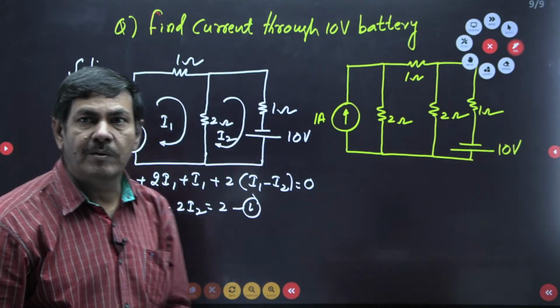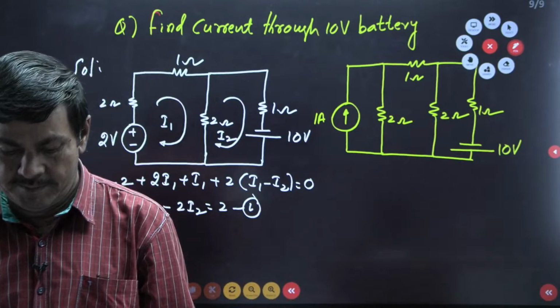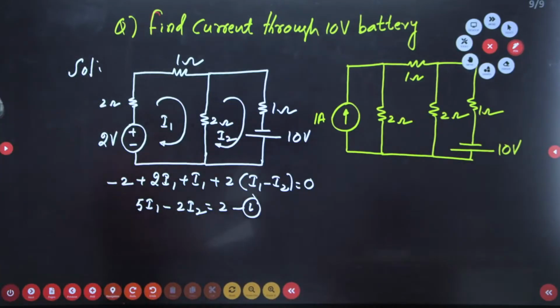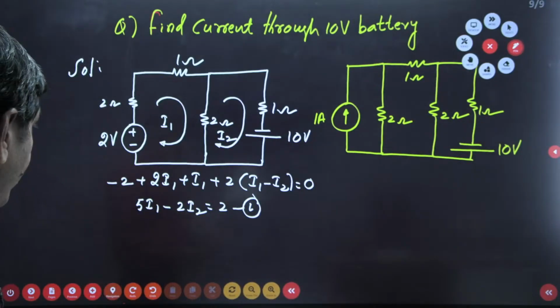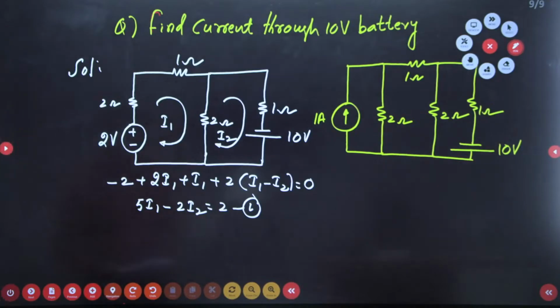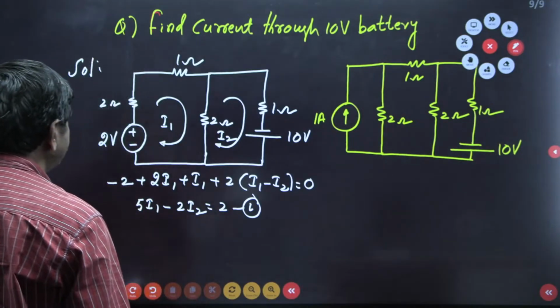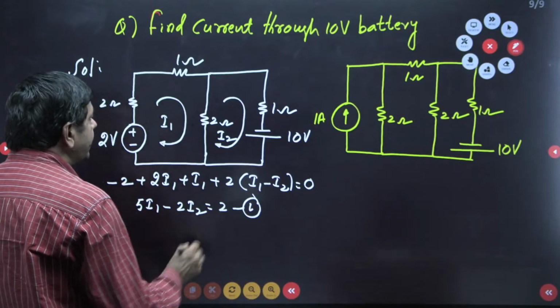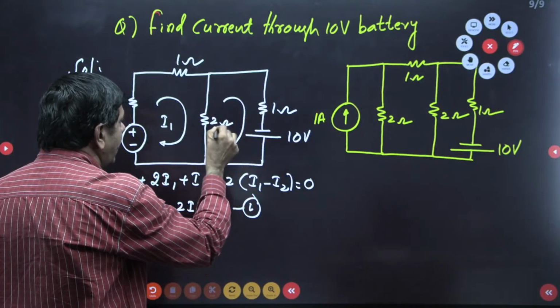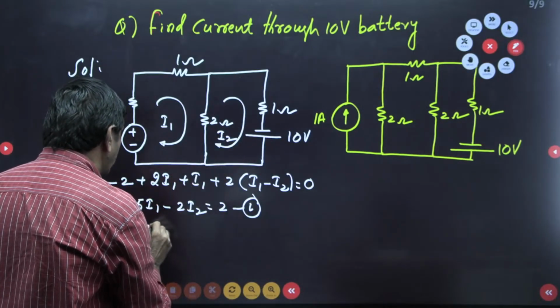You try to form one more mesh equation from the given network. We got 5I1 minus 2I2 equal to 2. That is equation number 1. In the second equation, whenever you are going this side, 1 into I2 I can note down.